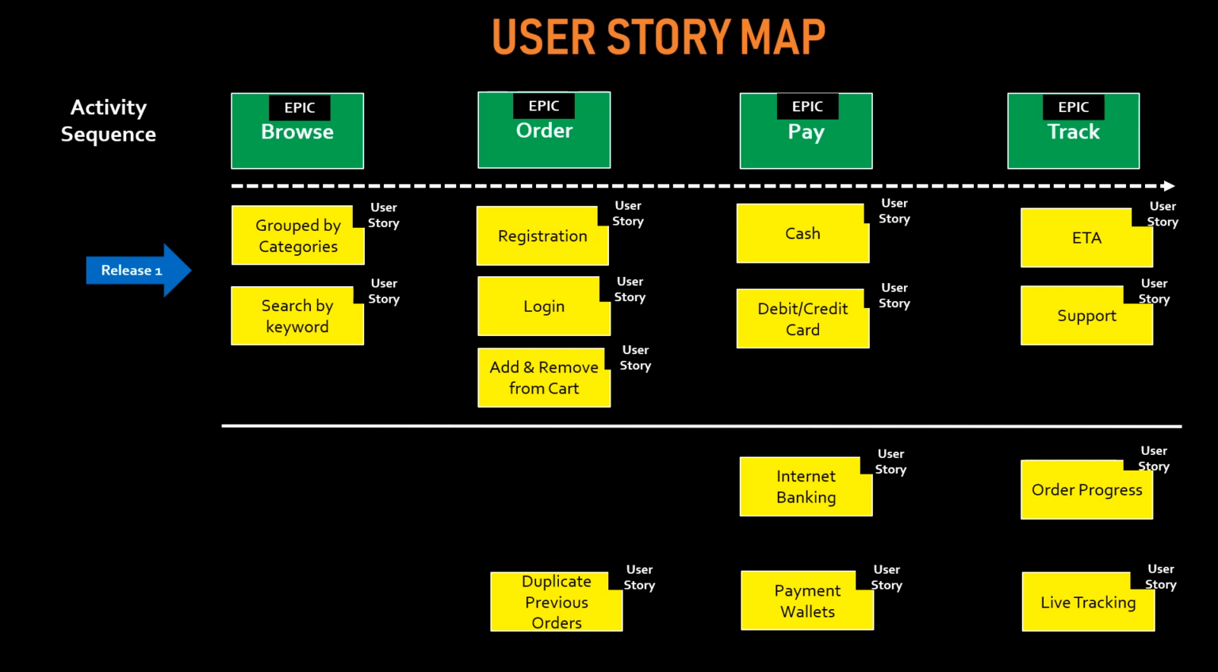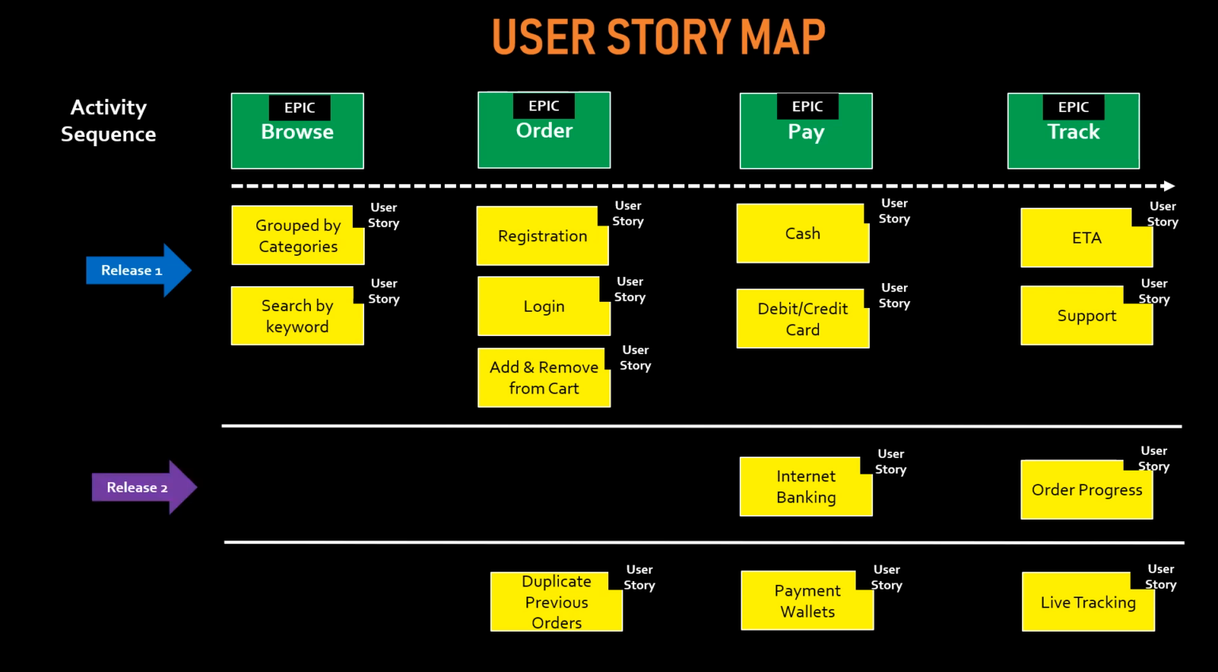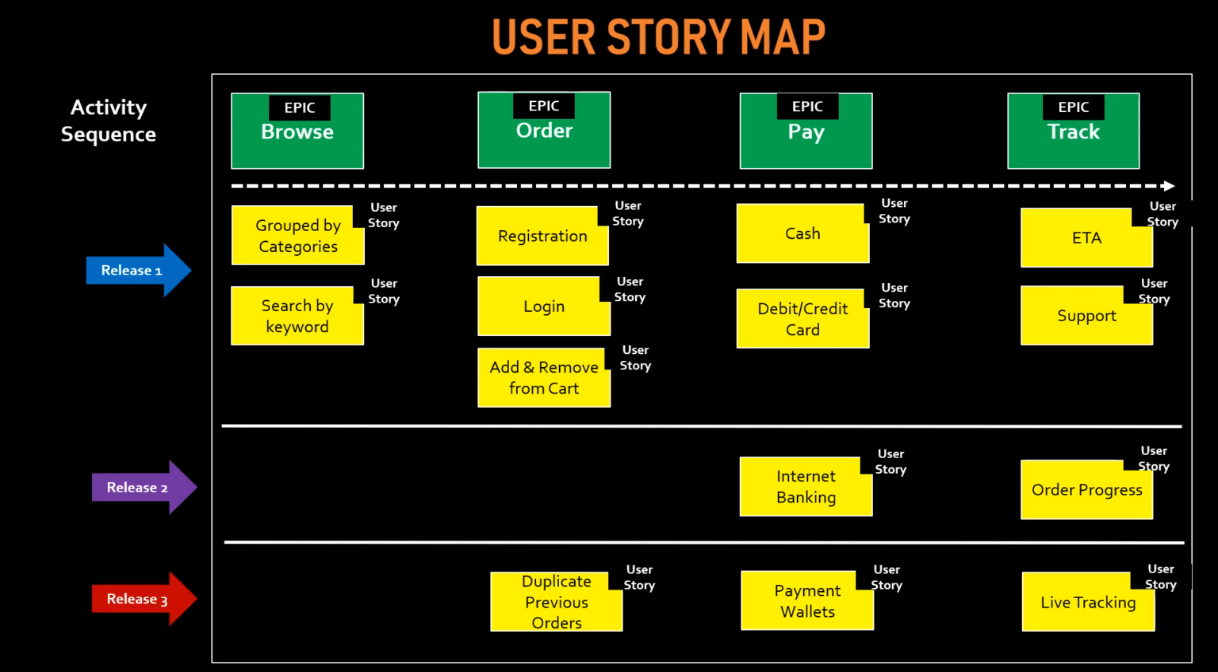And now the remaining things can be reviewed and prioritized as we go on. So for example, let's keep the order progress and internet banking as release two, because a lot of customers would want to use their internet banking. So this will be based on the feedback from your release one, how the customers are interacting, and also what the business stakeholders think is a good functionality for the customers to have next. So that's how you keep on building it. Similarly, release three will deliver the duplicate previous order, integration with the payment wallets, live tracking, and so forth. So you can go on building out the release roadmap as well using this particular technique.